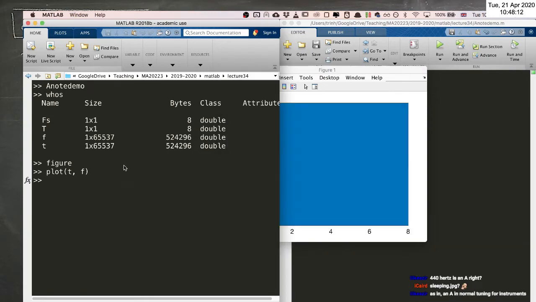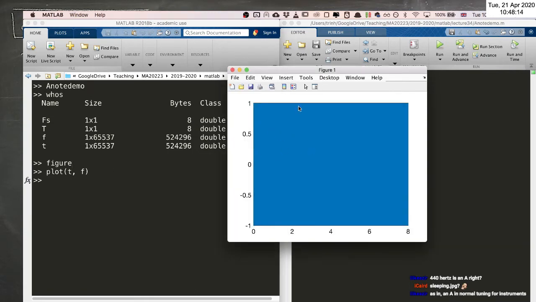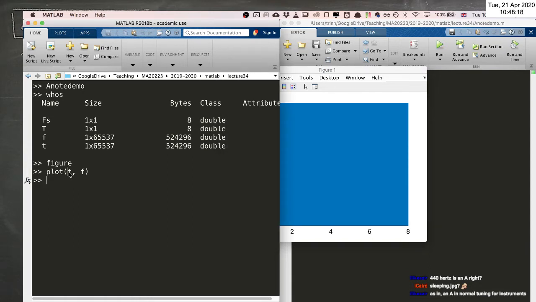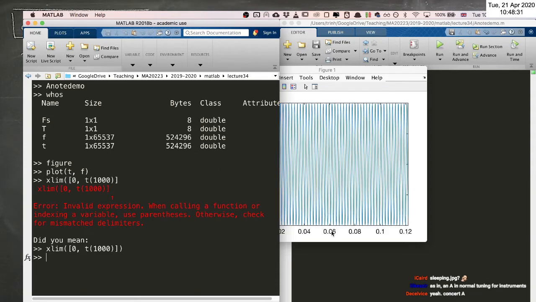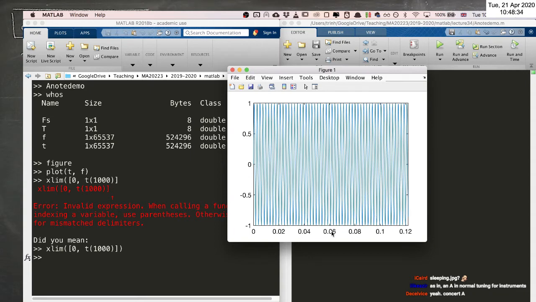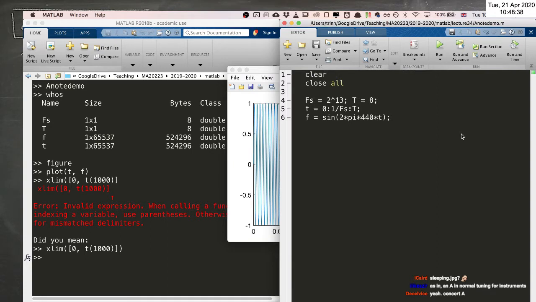If I plot that signal, it might plot or it might not plot. It's extremely dense, you can see, because it's got so many elements. So instead, we're just going to change the limits from 0 to, say, the 1000th element of the time vector. Okay, and there you are. So there's our sine wave. It's extremely compressed because it's oscillating so rapidly.